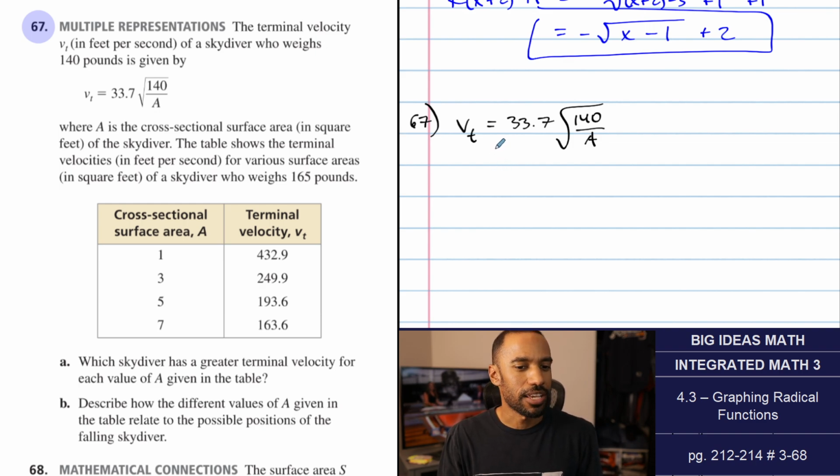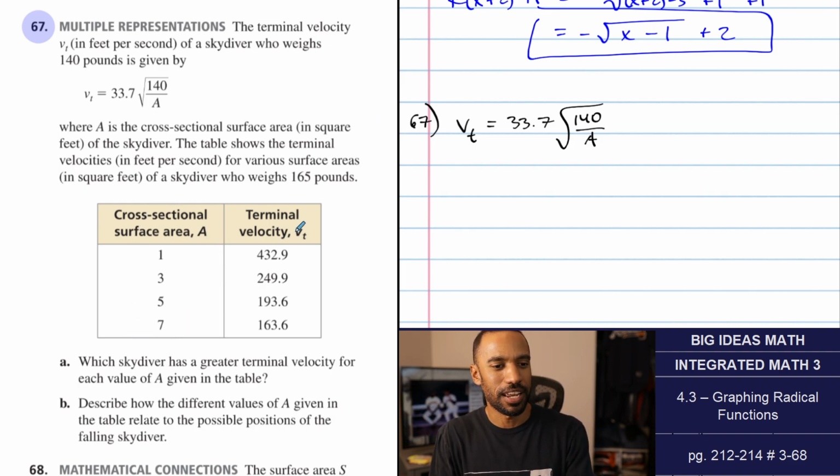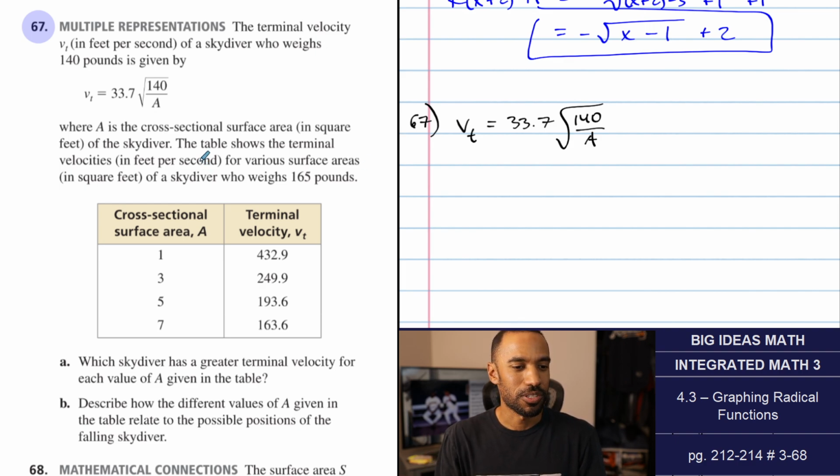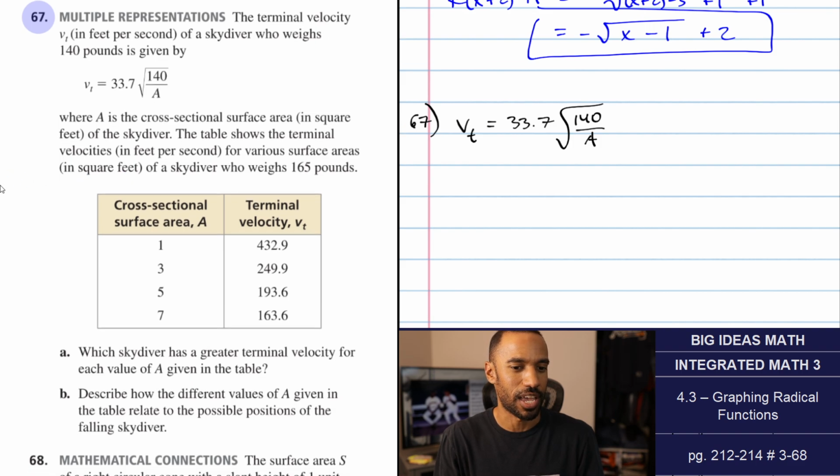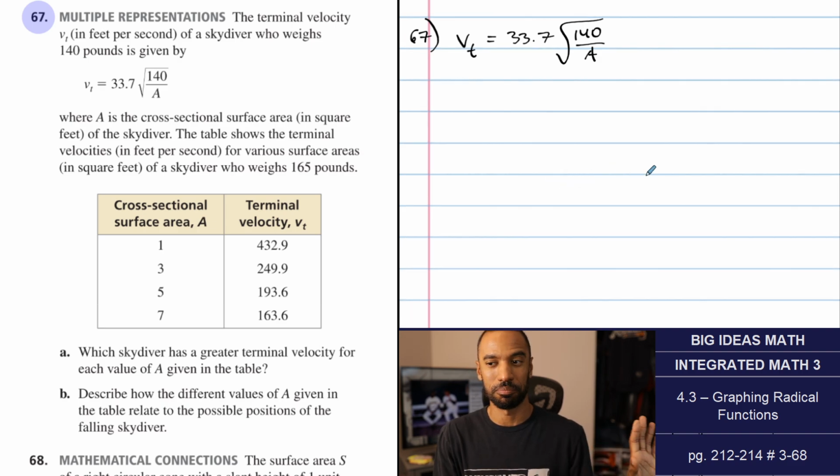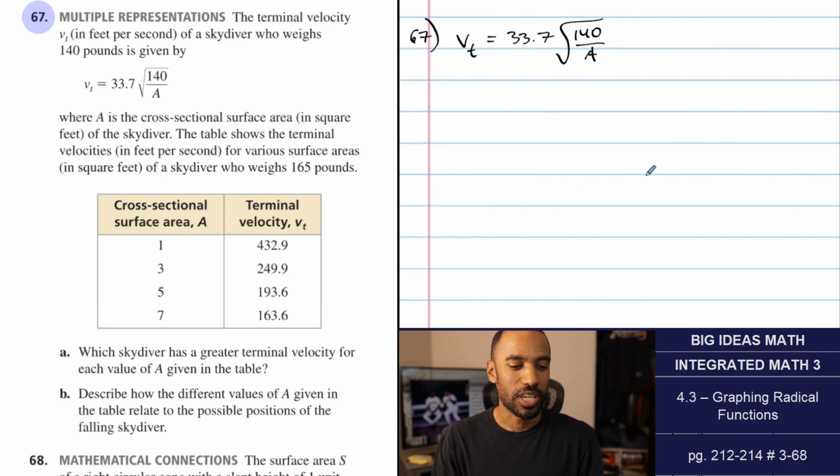Where A is the cross-sectional surface area, in square feet, of the skydiver. I don't know much of what that means. That's okay. The table shows the terminal velocities in feet per second for various surface areas in square feet of a skydiver who weighs 165 pounds. As long as I just substitute some things and don't interpret it, I'll be fine. Which skydiver has a greater terminal velocity for each value of A given in the table?